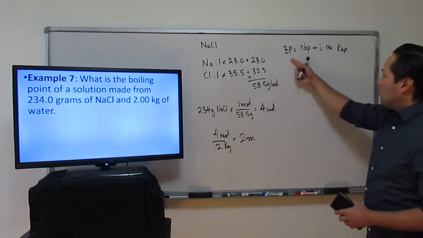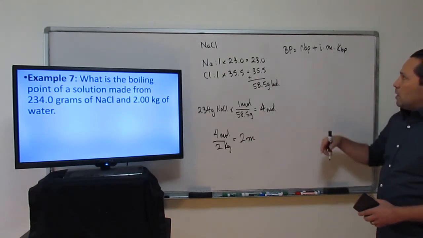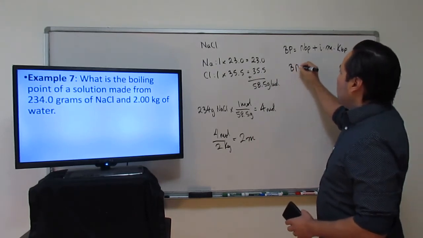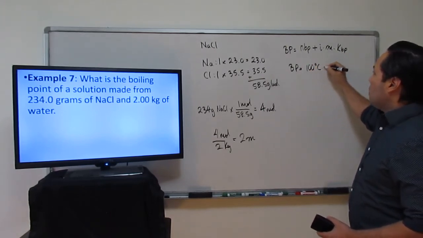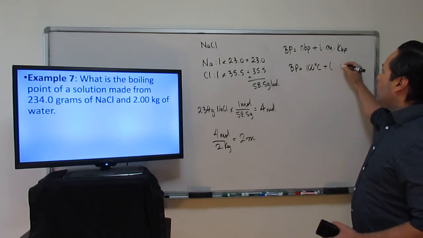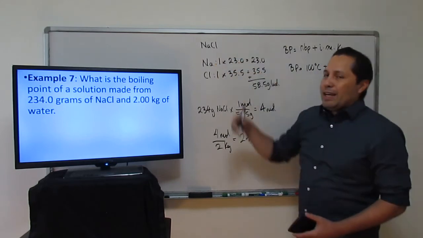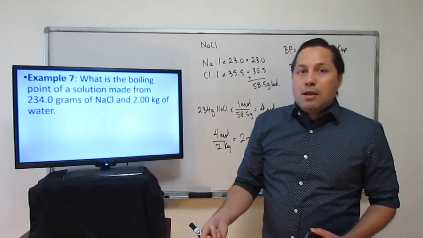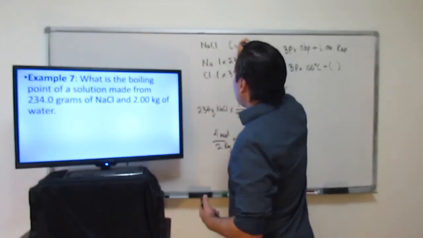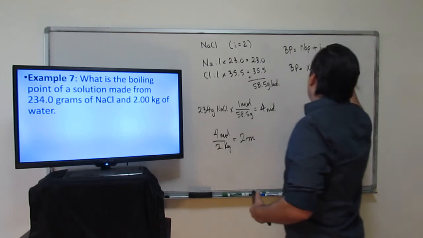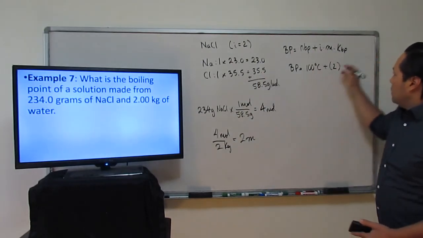Now that we have that, we can plug it into this formula. So it's going to be boiling point is equal to the normal boiling point of water, which is 100 degrees Celsius, plus the i, that's the Van't Hoff factor. Let's take a look at NaCl. Na is a metal, Cl is a non-metal, so therefore they're going to ionize. So i is going to be 2. Molality, 2.